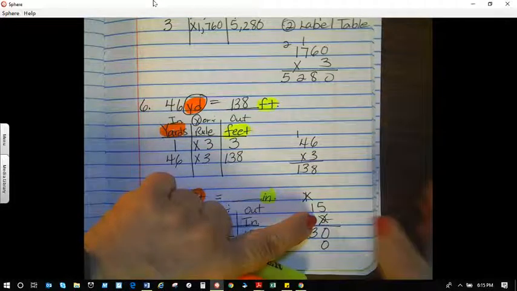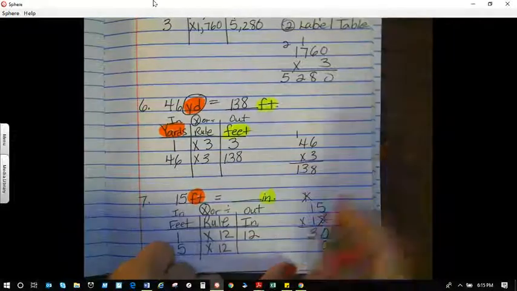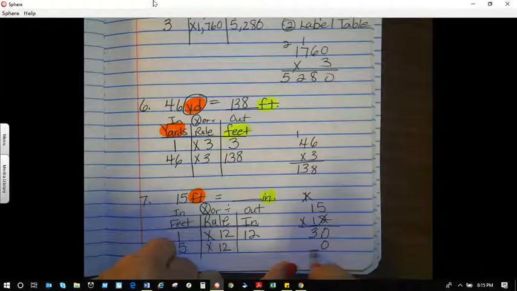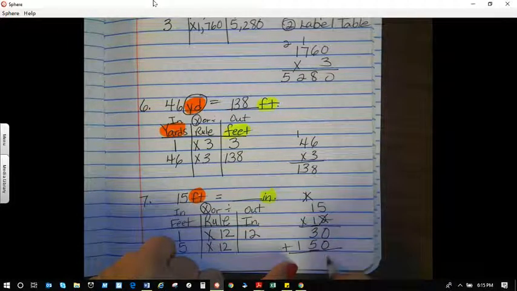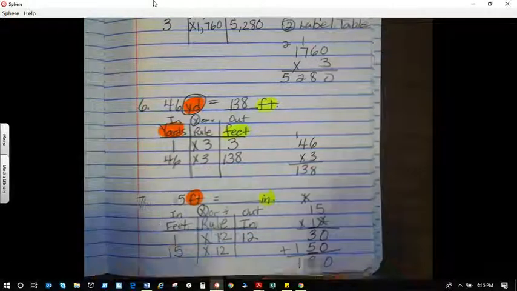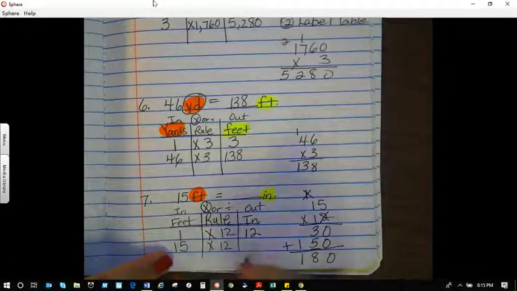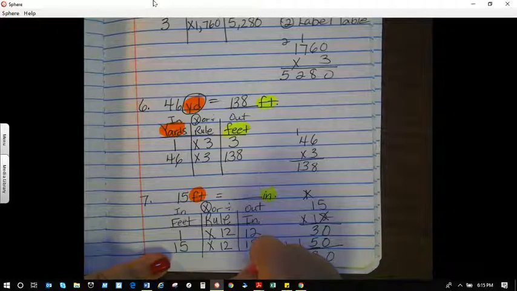Now I'm going to hide my 2. Wherever I start this is my tens place, I'm starting here. 1 times 5 is 5. 1 times 1 is 1. Add that up. 0, 8, 1. So 15 feet is equivalent to 180 inches.